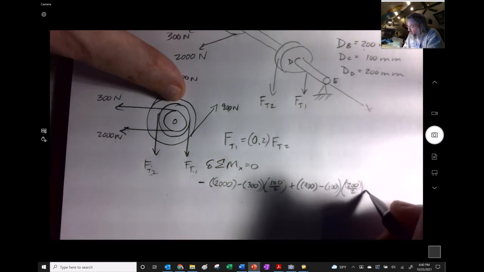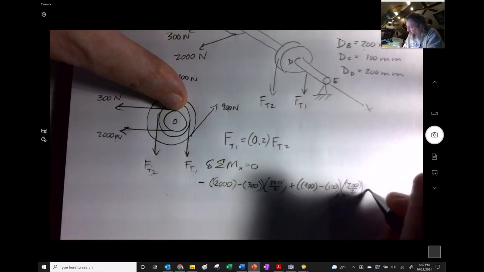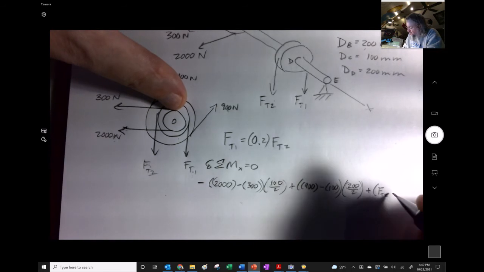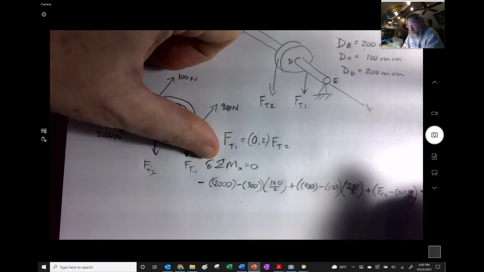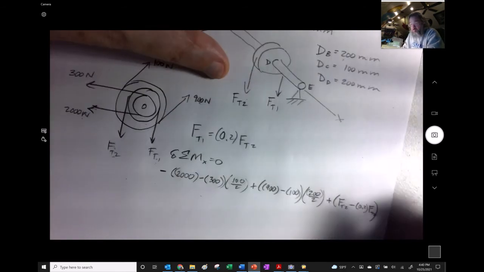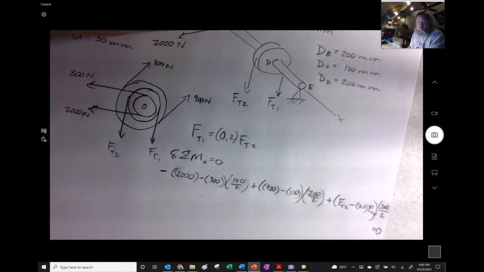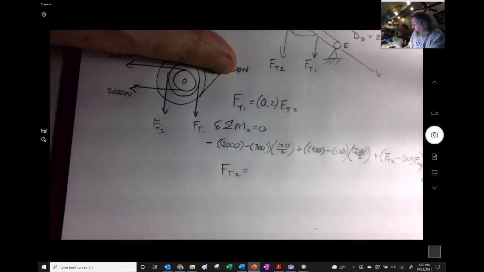And then this one is also counterclockwise, so plus, and we end up with FT2 minus 0.2 FT2, and I ran out of space here on my page. Poor planning. This is also a 200 divided by 2, and that whole thing equals 0. Okay, so we can find out our FT2.